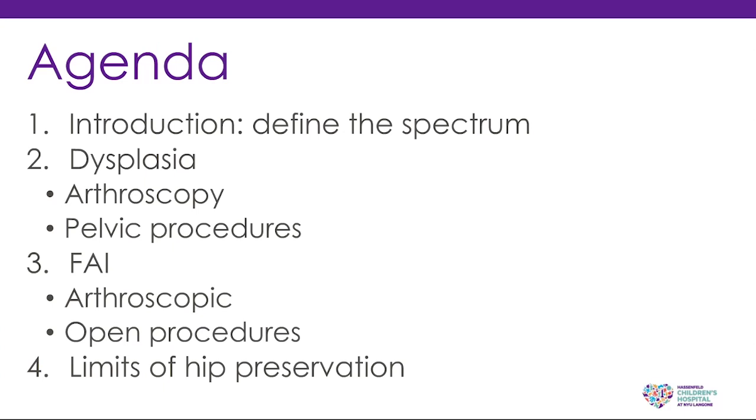So over the next 90 minutes or so, we will define the spectrum of pathology that makes up the conditions that can be treated through hip preservation surgery, outlining dysplasia, and then moving on to the other end of the spectrum, talking about FAI, femoroacetabular impingement, discussing both arthroscopic and open procedures, concluding on the limits of hip preservation.